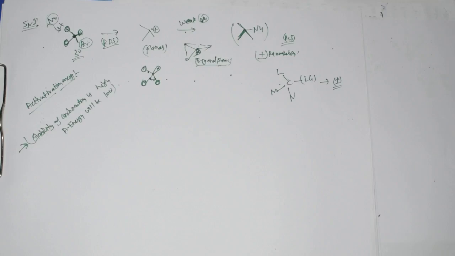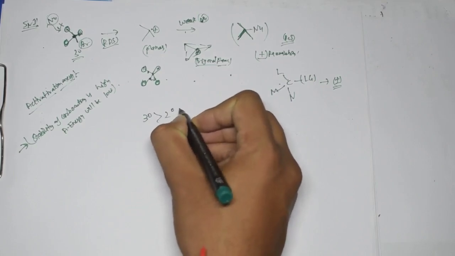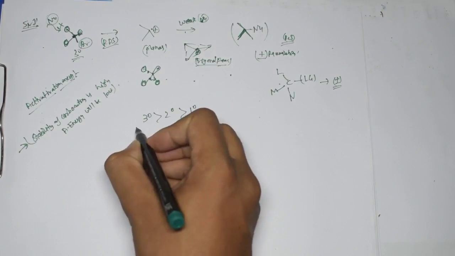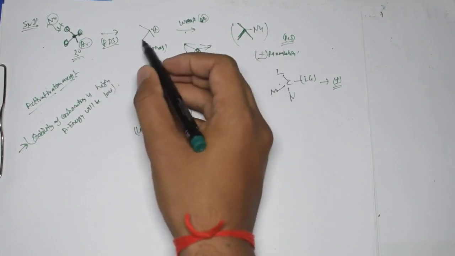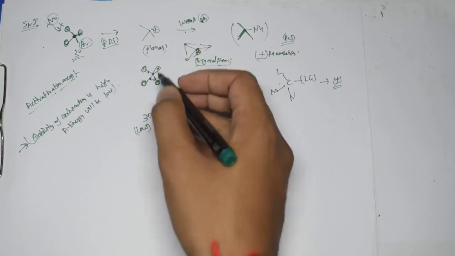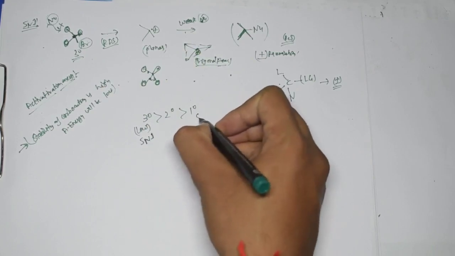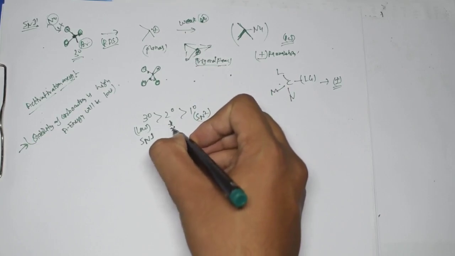Now, we have already discussed the stability of the carbocation. You know that 3 degree carbocations are more stable than 2 degree and then 1 degree. So definitely here the activation energy will be low and it will prefer to form the carbocation. Here the 3 degree carbocation is getting formed, so this will definitely prefer the SN1 reaction, and the 1 degree will prefer the SN2 reaction, and the 2 degree will be in between.